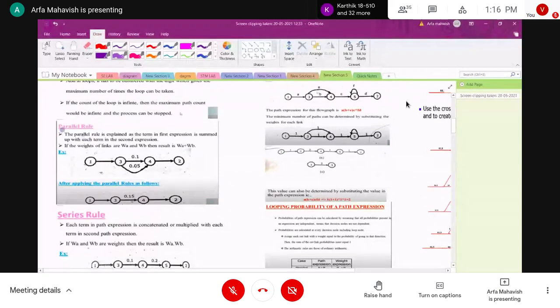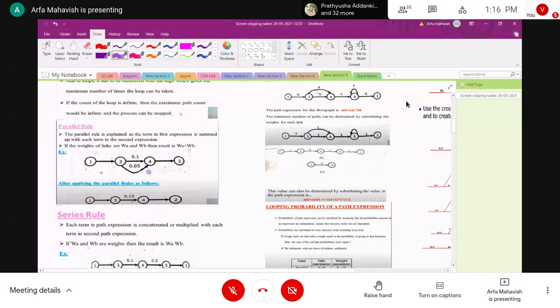So in the last class, one of you said that they didn't get the proper explanation. That's why I'm repeating this, so you will get clarity. So this is the example of parallel rules. Look at this, guys. Whenever you are seeing any graph and you find anything in parallel, you have to do the addition, that is WA plus WB. Keep it in mind.